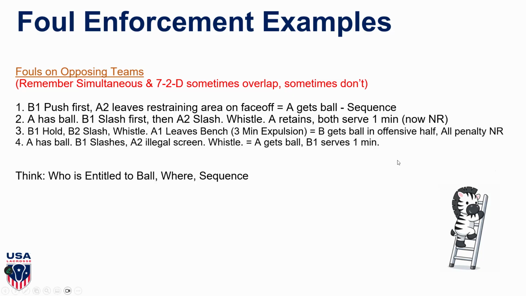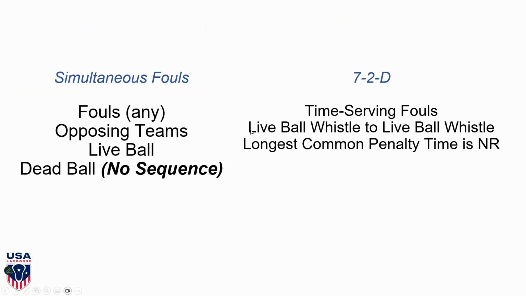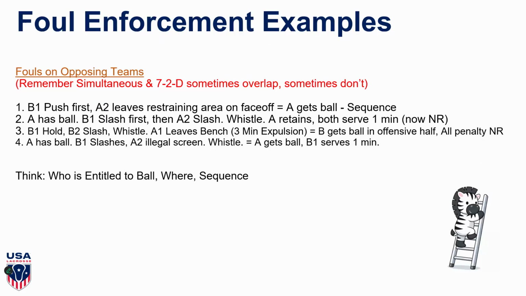John, could you just explain again why in number 3 all the penalties are non-releasable? I understand obviously leaving the bench expulsion, but why is the hold and slash also non-releasable? Sure. For 7-2D, from the time of the first penalty until the whistle restarting play, the greatest common penalty time on opposing teams is non-releasable. So if you have time-serving penalties on A and time-serving fouls on B, from the time of the first foul right up until you restart play, the longest common penalty time will be non-releasable by 7-2D.